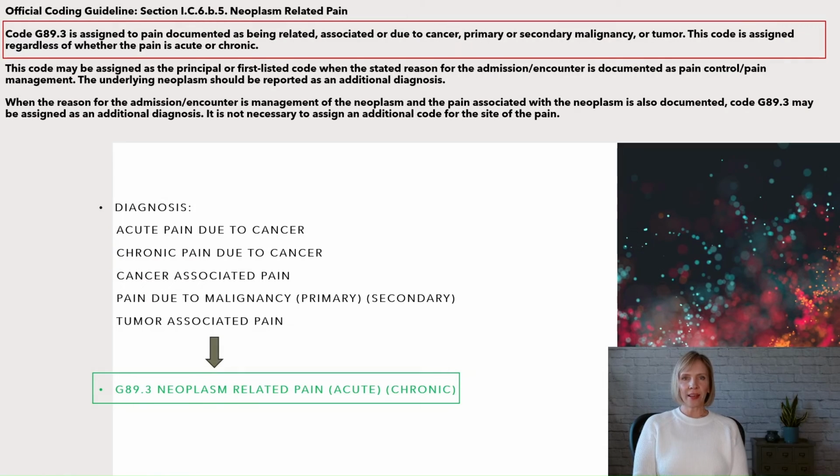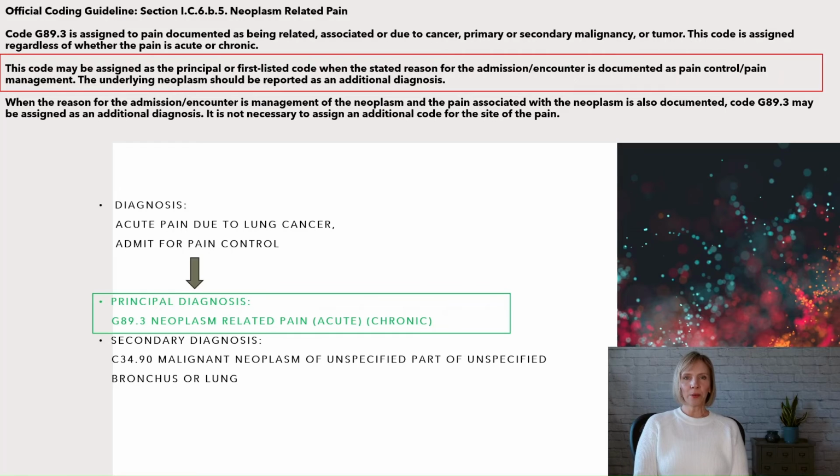Code G89.3 is assigned for pain documented as being related to, associated with, or due to cancer, whether it be a primary or secondary malignancy. This code is also assigned regardless of whether the pain is specified to be acute or chronic. Neoplasm-related pain can be designated as the principal diagnosis when the documented reason for the admission is pain control or pain management. The underlying neoplasm should be reported as an additional diagnosis.